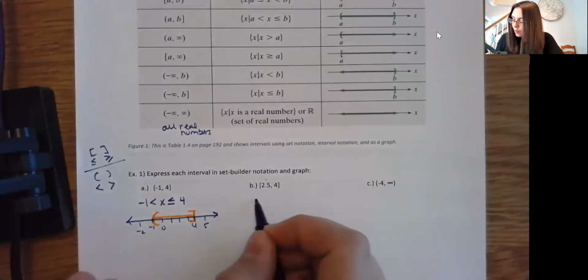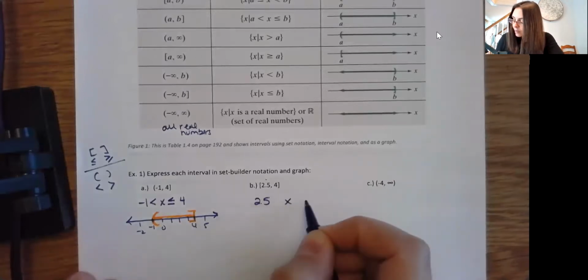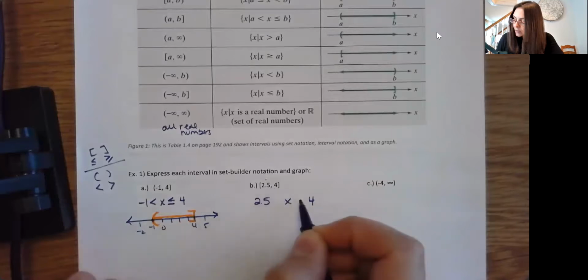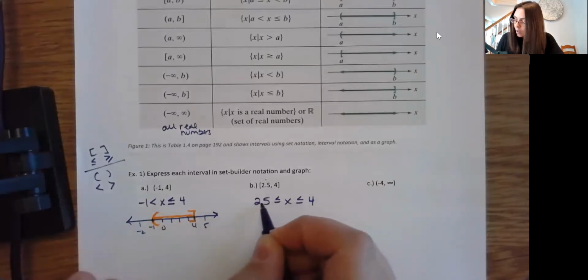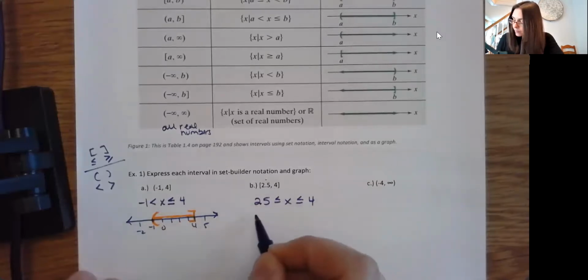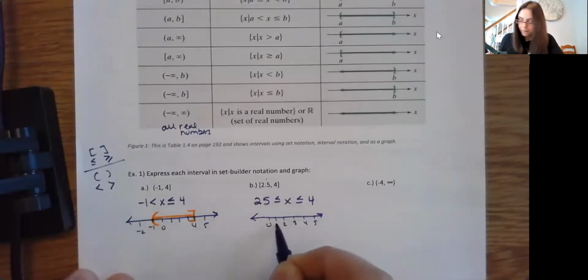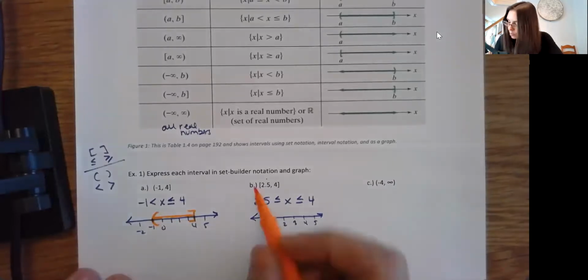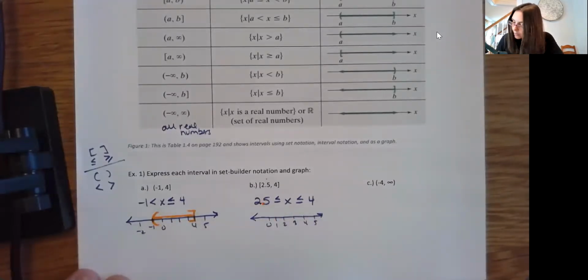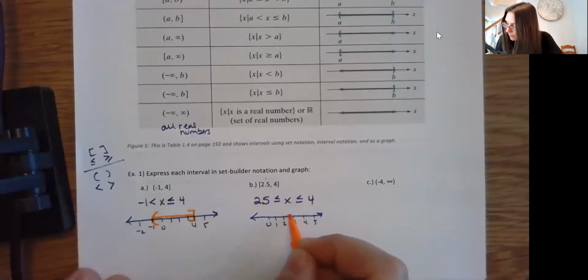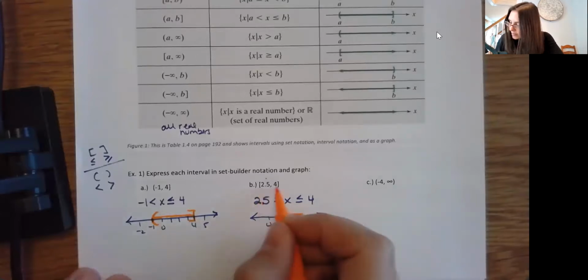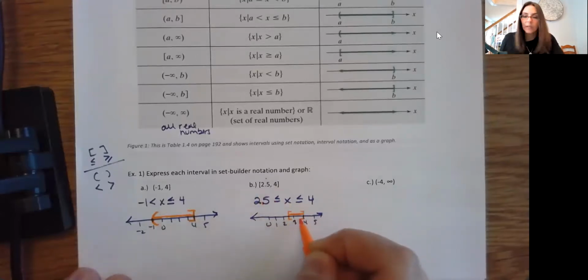Here we're between 2.5 and 4. Notice that there's brackets on both sides, so we're going with the equality symbol. This is 2.5. Let me make that decimal point a little bit clearer there. So we're going from 2.5 to 4. I'm going at 2.5, and both of these have equalities. I can see the brackets there, so I'm just going to mirror that notation.